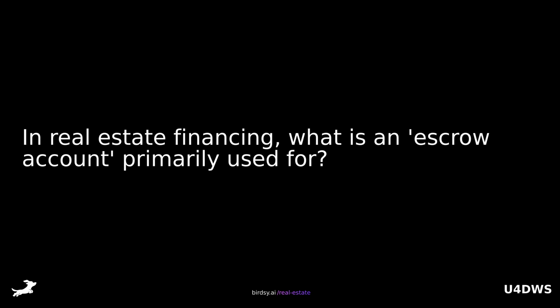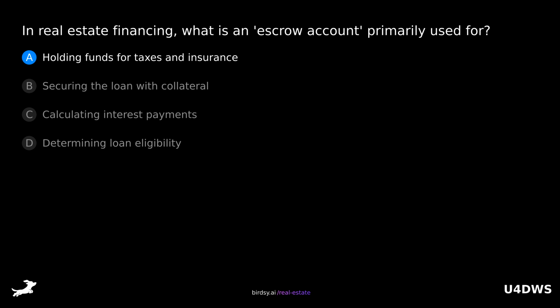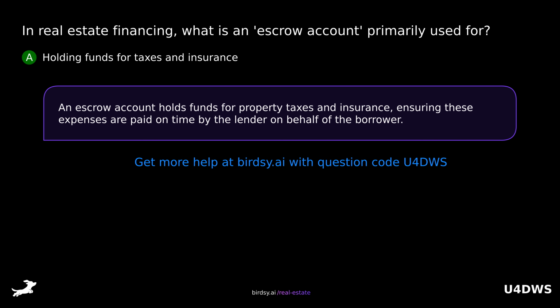In real estate financing, what is an escrow account primarily used for? Is it A, holding funds for taxes and insurance, B, securing the loan with collateral, C, calculating interest payments, or D, determining loan eligibility? The answer is A, holding funds for taxes and insurance. An escrow account holds funds for property taxes and insurance, ensuring these expenses are paid on time by the lender on behalf of the borrower.